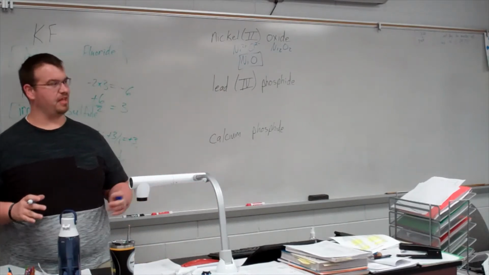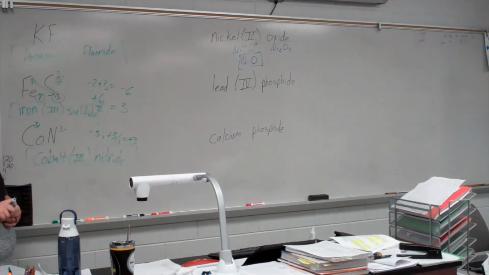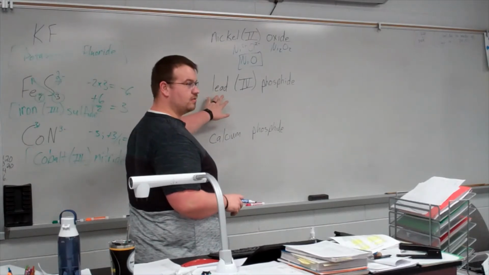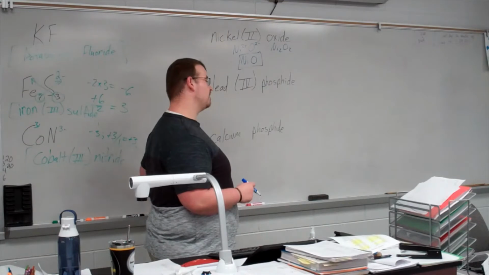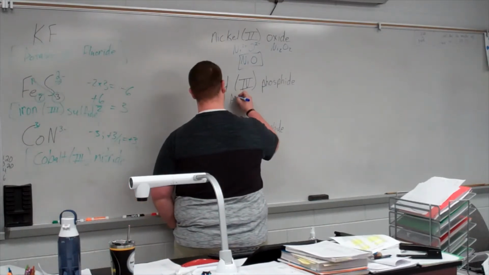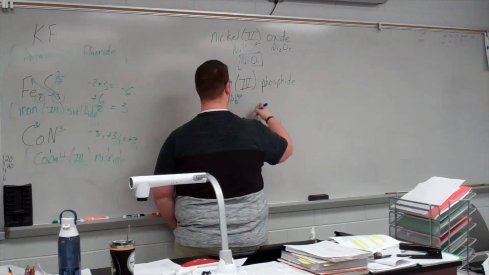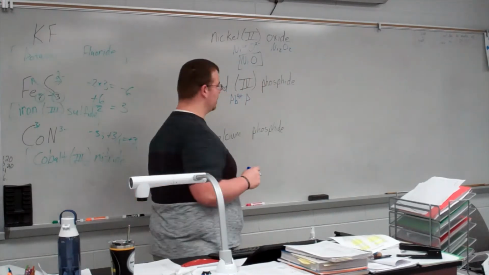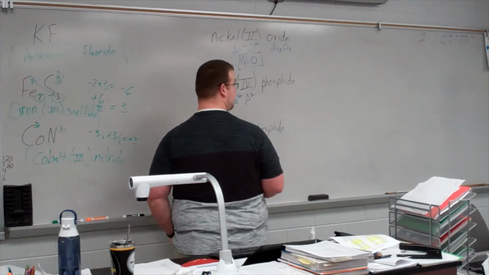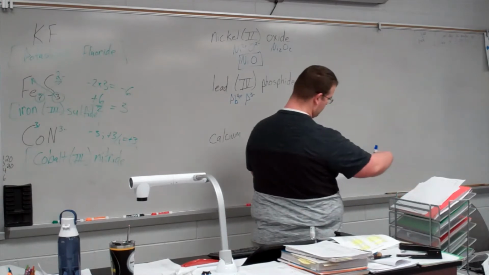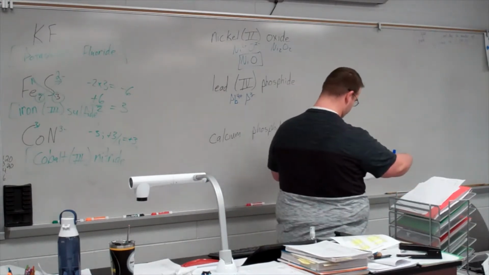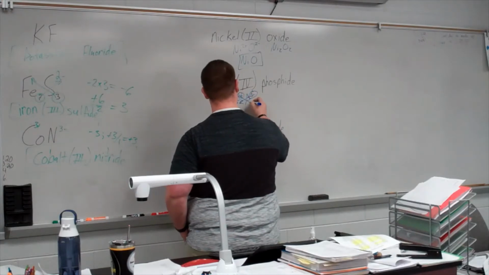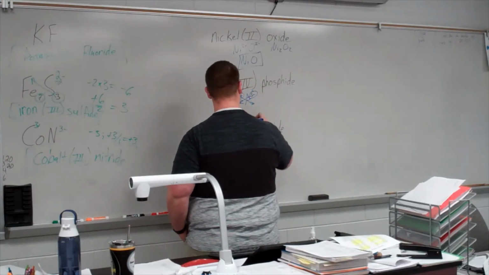Is that making sense with what I'm talking about? Okay. All right. So here, we've got lead 4 phosphide. Let's write it down. Lead, Pb, 4, phosphide. Phosphide comes from phosphorus, which is in the 15th column, so 3-. In this case, we will cross them. The 3 comes down there, 4 comes down there, so we get Pb3P4.